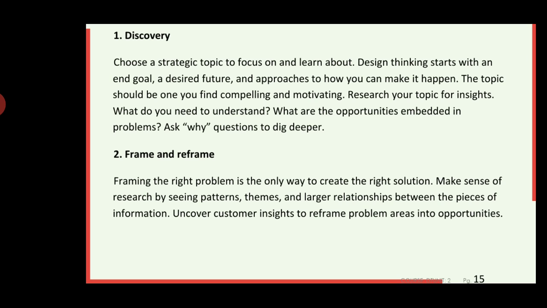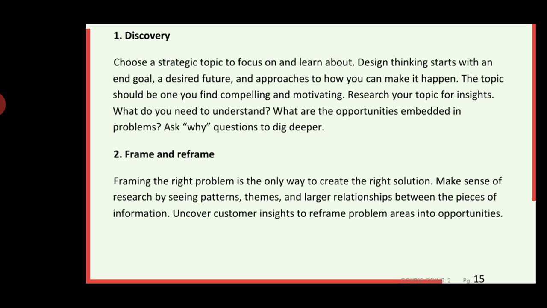Finally, discovery means researching your topic for insights. What do you need to understand? What are the opportunities embedded in that particular problem? Ask why, to dig deeper. Discovery means we choose a strategic topic to focus on and learn about that topic. Design thinking starts with reaching a particular goal, achieving that goal, and a desired future, and how you can make it happen.